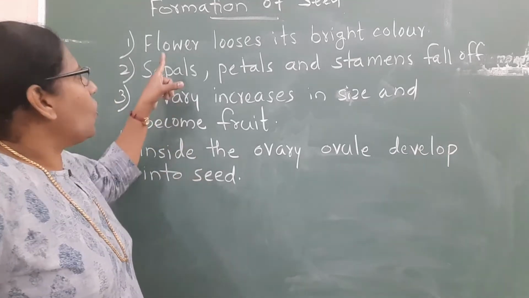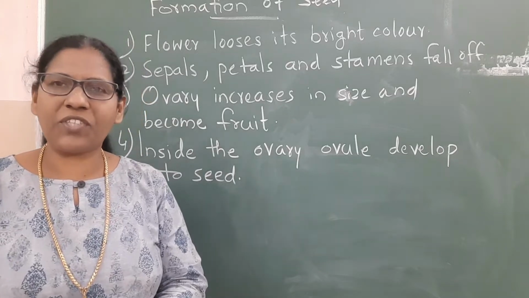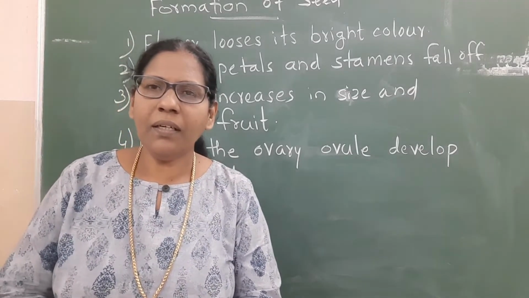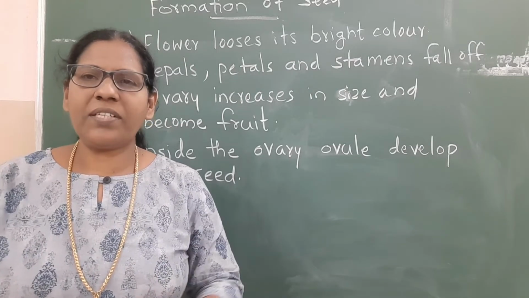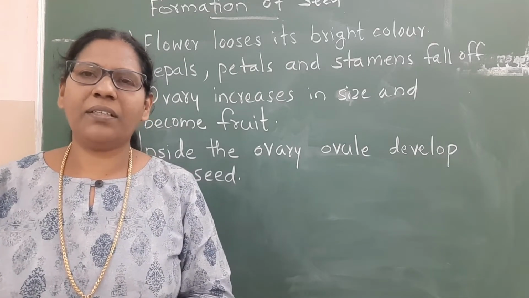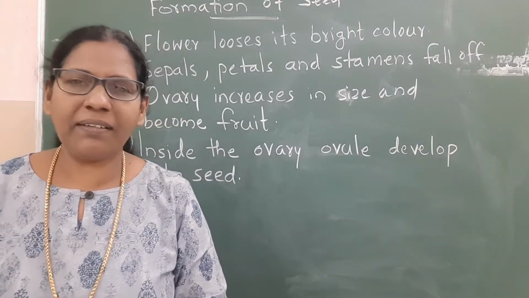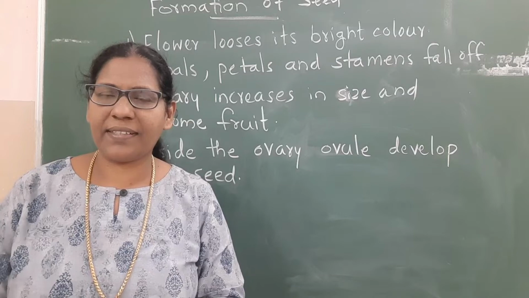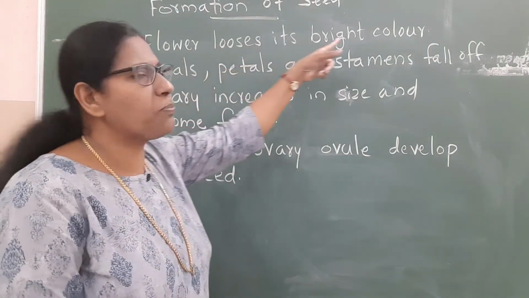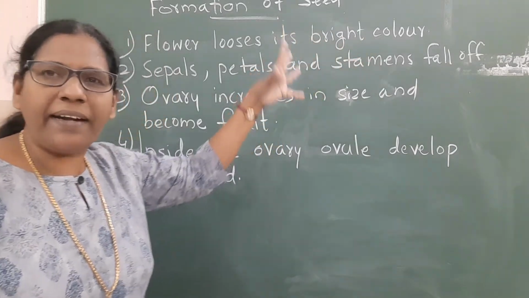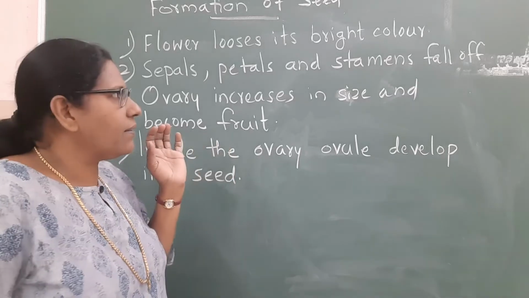Okay. So the flower loses its bright color. In the pollination lesson we studied that insects visit the flower. Which flower do the insects visit? The flower should be bright in color and large in size. So that is one quality, and after fertilization the flower loses its brightness.